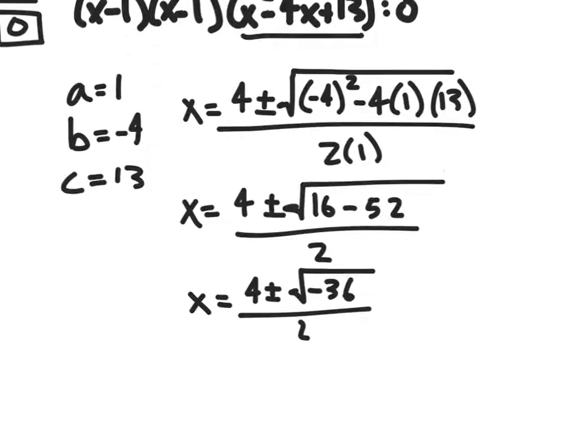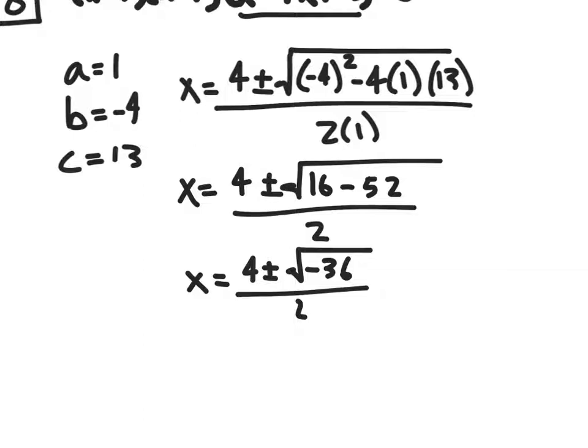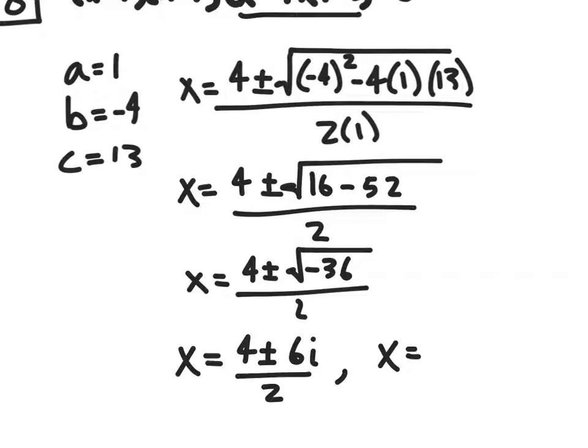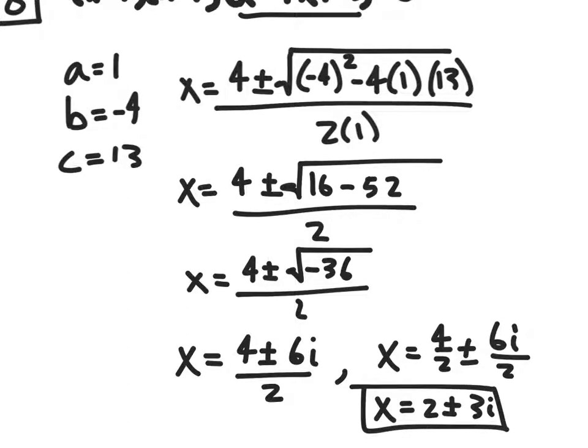Now we get a negative number under our square root. This is going to give me an imaginary number. So my answer is going to be 4 plus or minus 6i. The square root of 36 is 6, but because it's negative, we have to account for that with an imaginary number, over 2. So now, here's what I got. I got x is equal to 4 over 2 plus or minus 6i over 2. So x is going to equal 2 plus or minus 3i. Okay, and that's my answer.